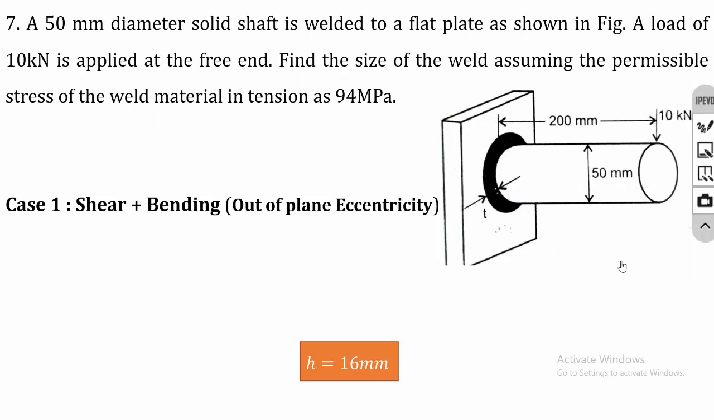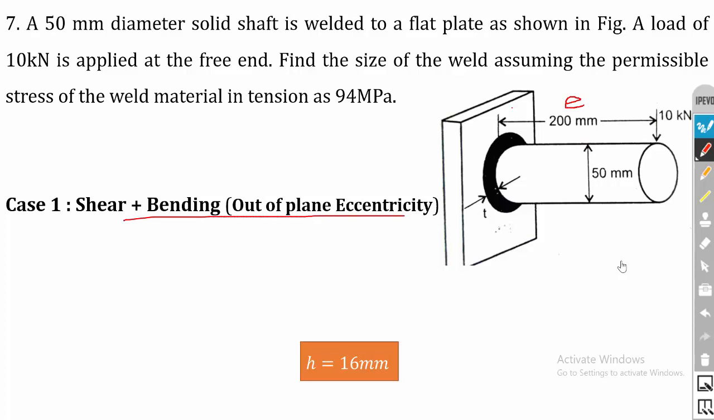Then this is the tutorial problem. A 50 mm diameter solid shaft is welded to a flat plate as shown in figure. Okay, so it's almost like the same problem. This is the weld region and the load is acting with some eccentricity, so it comes under case 1, that is out of plane eccentricity. And we know that for case 1, the primary stress is shear and the secondary stress is bending. Okay, a load of 10 kilonewton is applied at the free end.